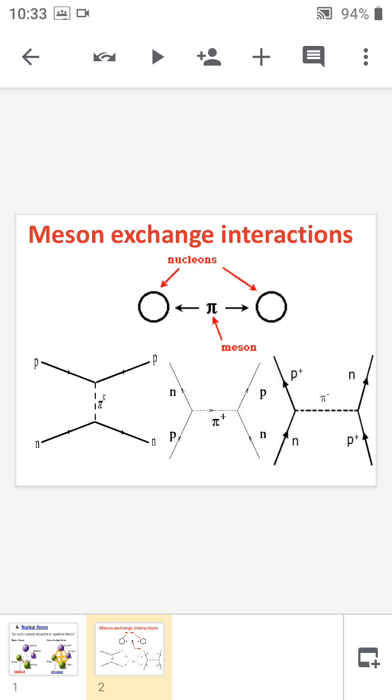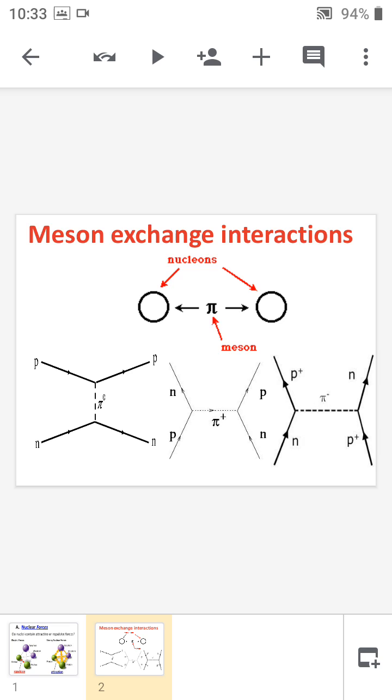But what about the conversion of the proton to neutron? We know that the proton is positively charged, and if this proton emits a positively charged meson, it will convert to a neutron. So what about the reverse process? The neutron accepts one positively charged meson and is converted to proton. These are the mechanisms operating in the conversion of proton to neutron and neutron to proton.